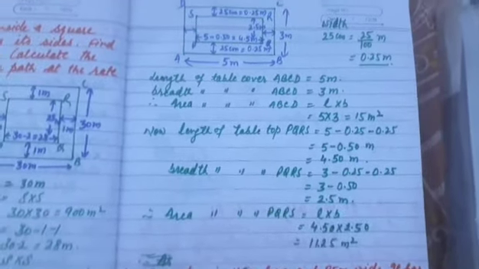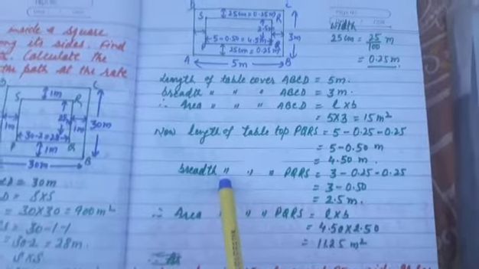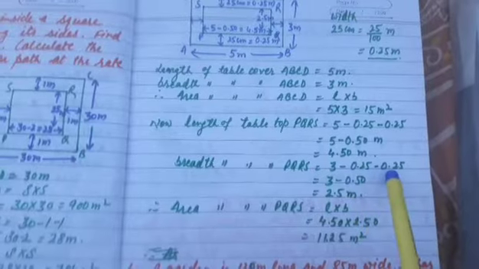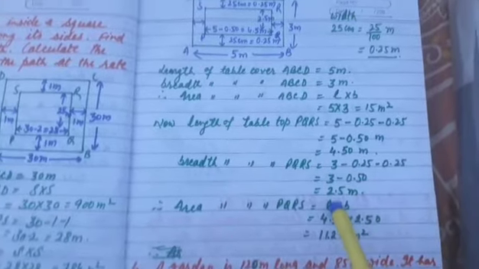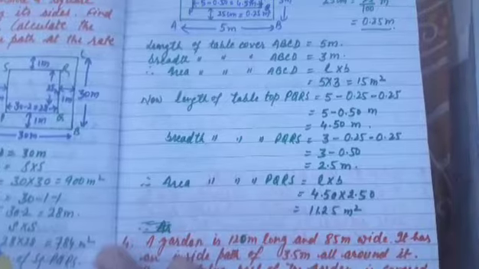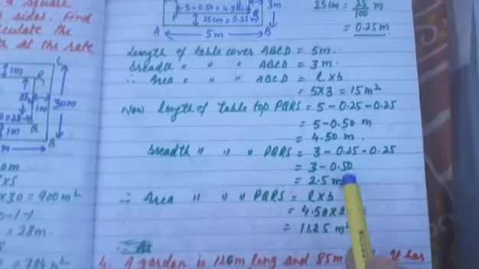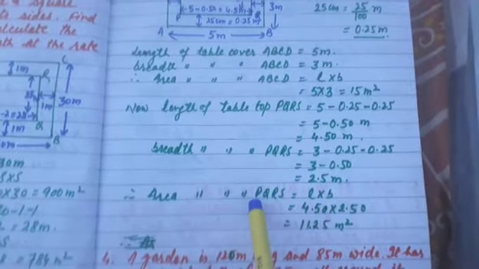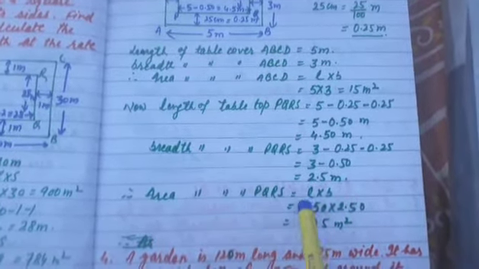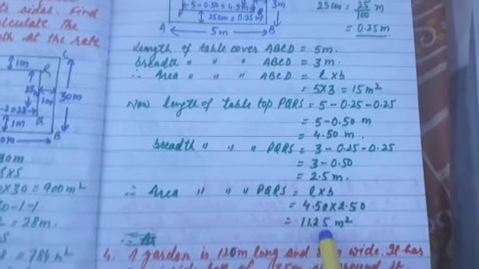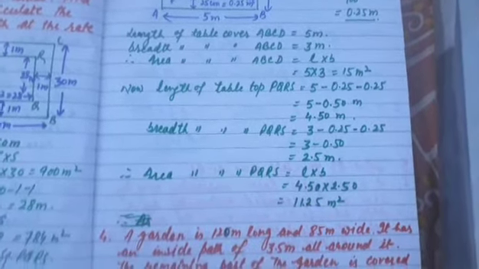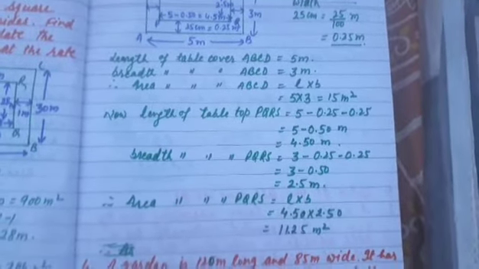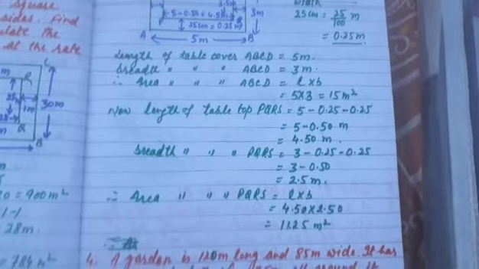Similarly width of this rectangular tabletop PQRS is equal to 3 minus 0.25 minus 0.25, that is equal to 3 minus 0.50, and it is equal to 2.5 meter. Therefore area of this PQRS is equal to length into breadth, which is equal to 11.25 meter square. So in this way we have to find the area of this tabletop only, that is 11.25 meter square.